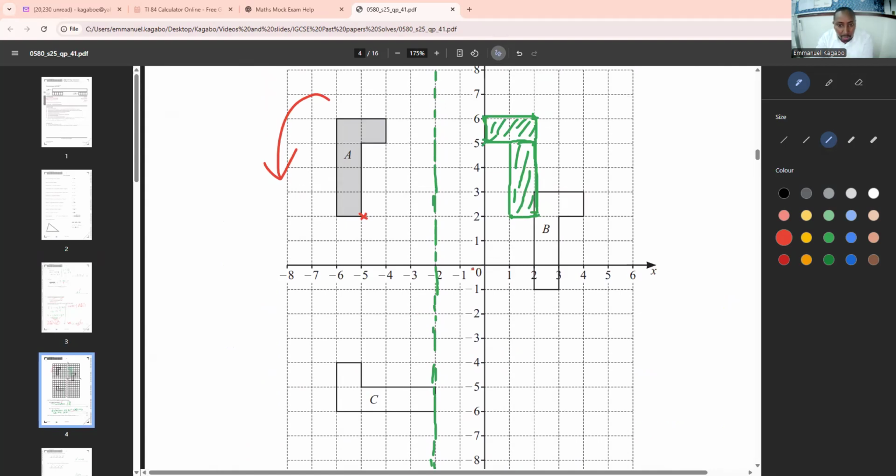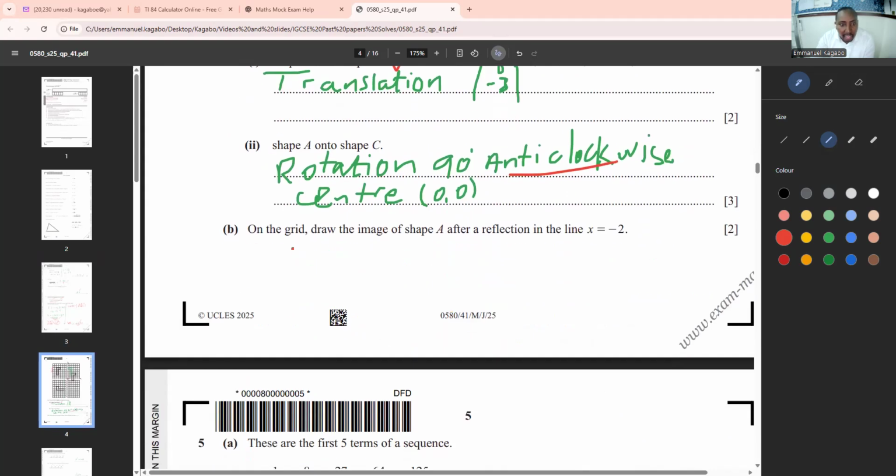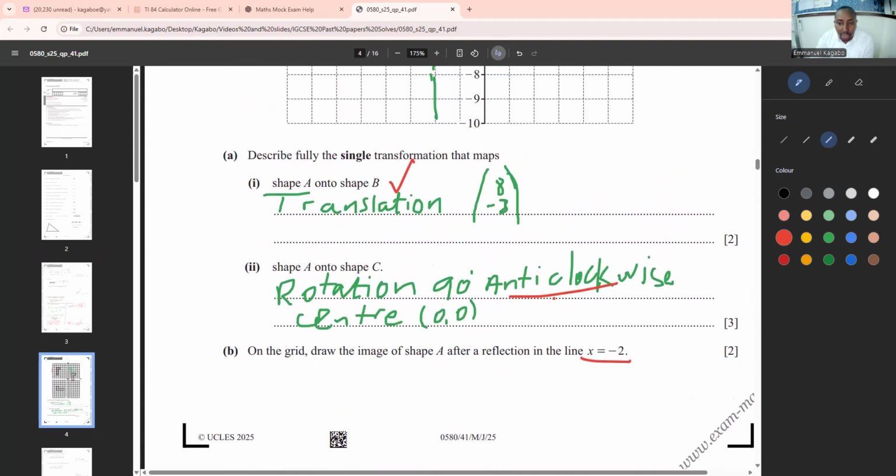I hope you know how to do that. Use your tracing paper to keep on trying to find out what was the center. So if you check the question, the center was the 0, 0. You can even check how far each point is. So it's 0, 0. Very good.